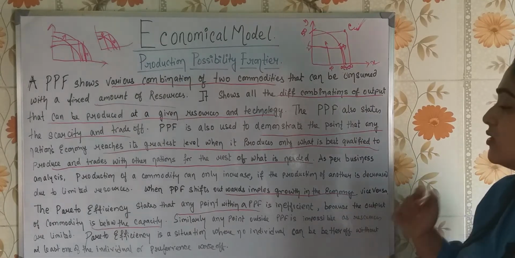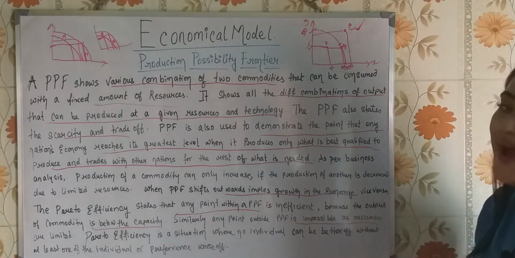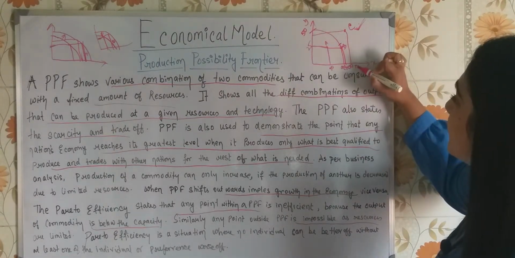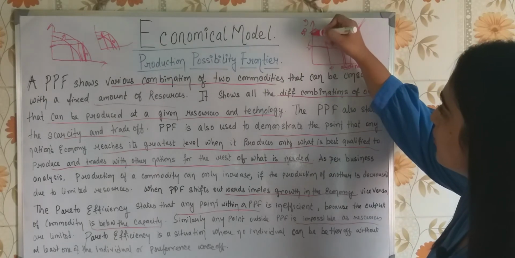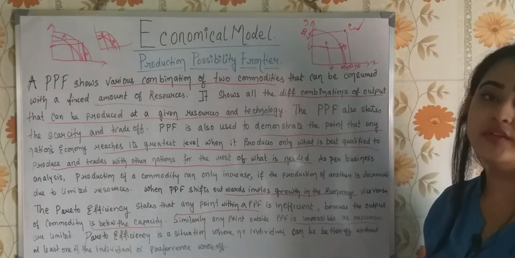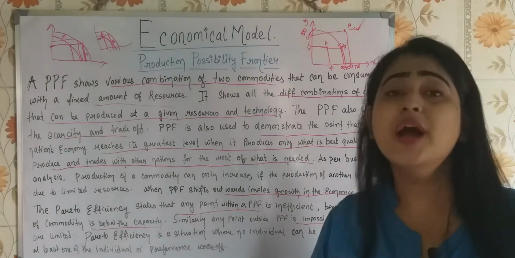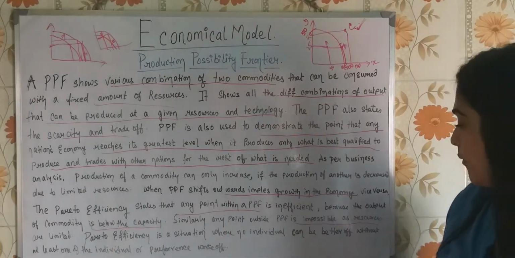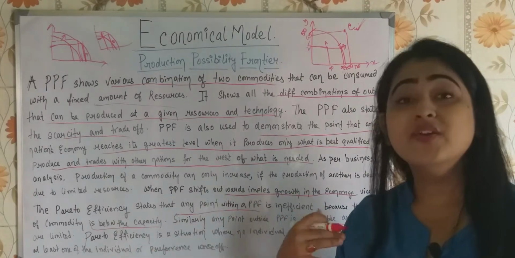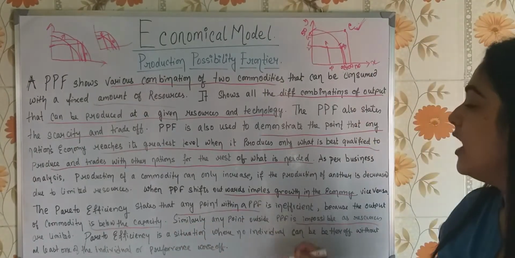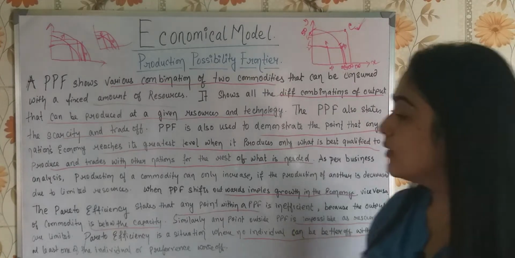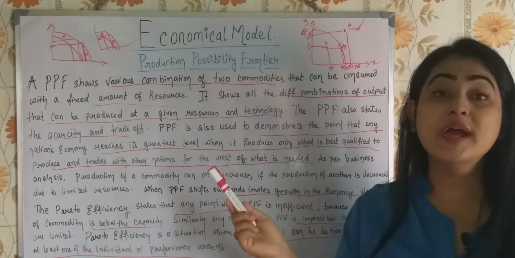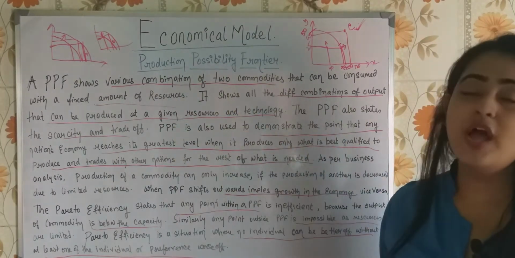Similarly, any point outside the PPF is impossible. Why? The resources are limited. We do not have so many resources to produce 120 units of X while producing almost 40 units of Y. Maximum X I can produce is 100. How can I produce 120? I can't. So that is not in my capacity. Why? Because the resources are limited. What does Pareto efficiency state? Pareto efficiency is a situation where no individual can be better off without at least one individual being worse off. So I hope you guys have understood this whole discussion about PPF.